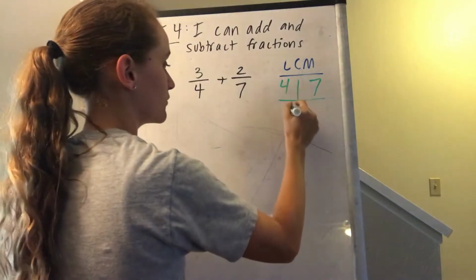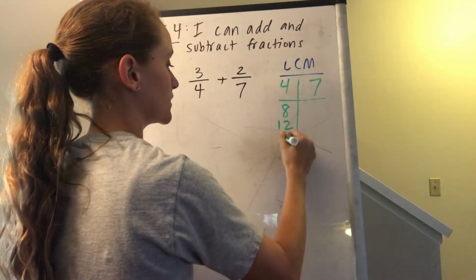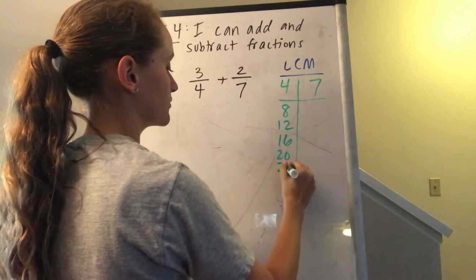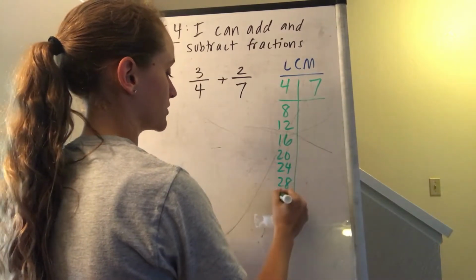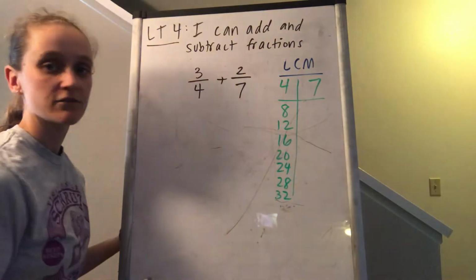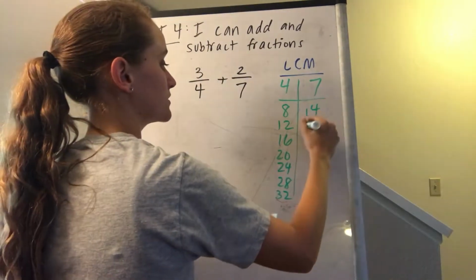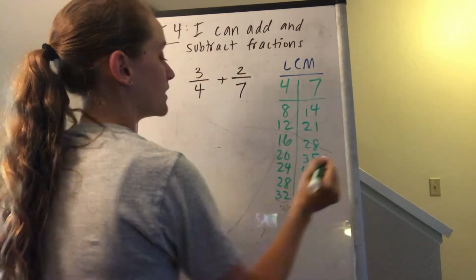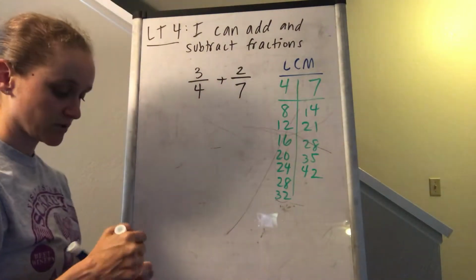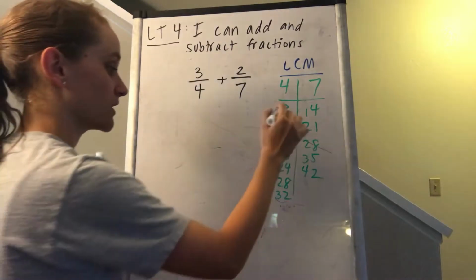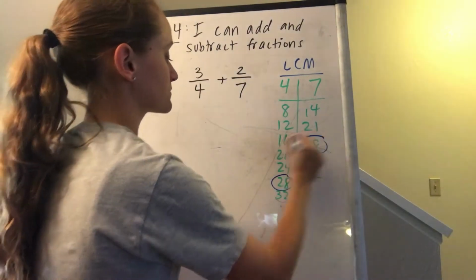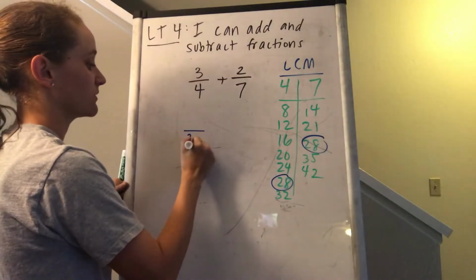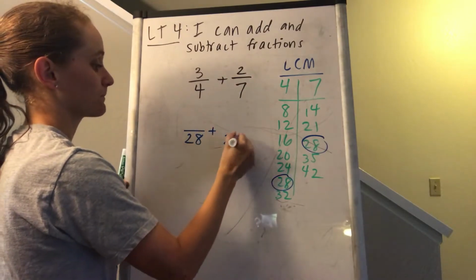So for 4, I have 4, 8, 12, 16, 20, 24, 28, 32. And then for 7, same idea, so 14, 21, 28, 35, 42. And then I want to find the lowest one that they have in common. So it looks like they both have 28 in common. So I know that that's going to be my new denominator over here.